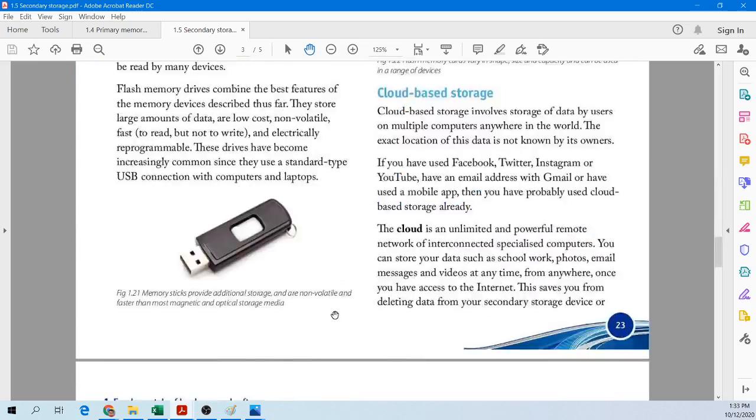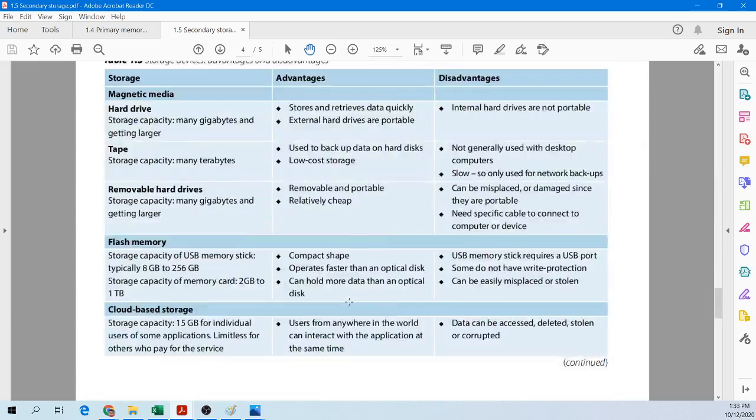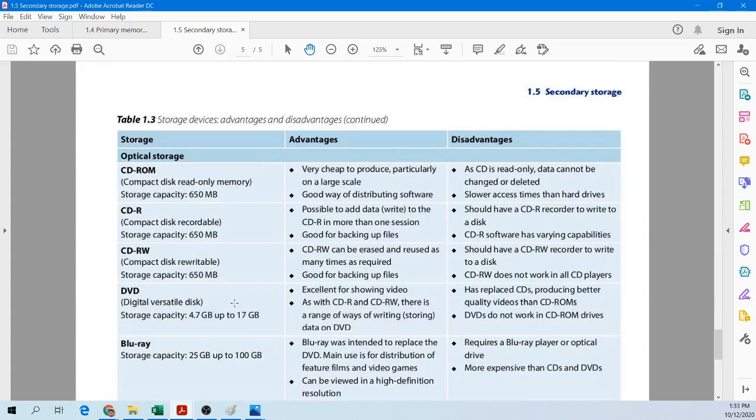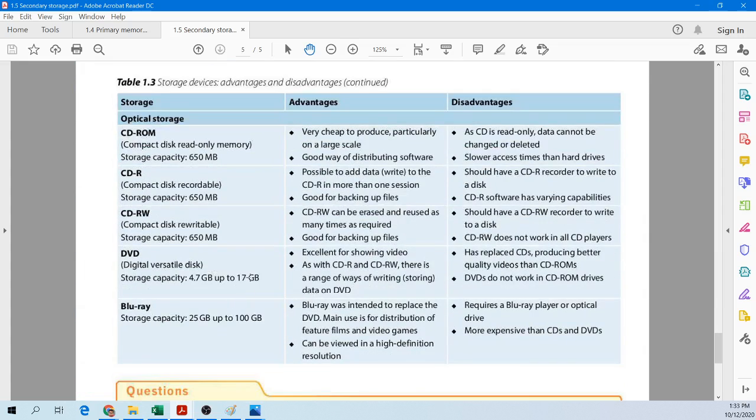I think the table at the bottom has it. Yeah, the table at the bottom has it. So you guys don't have to do that. The table at the bottom has it.